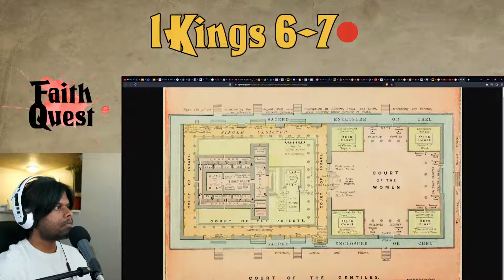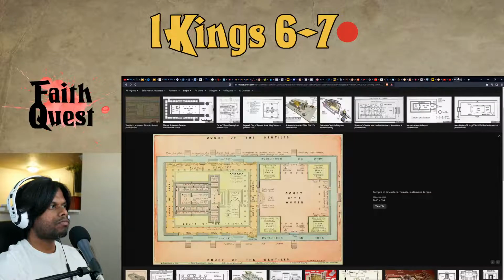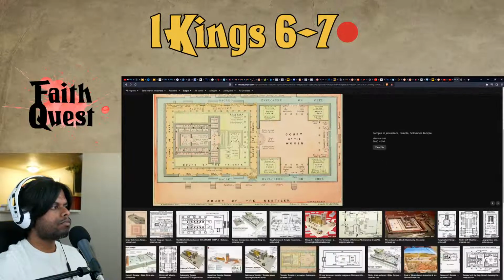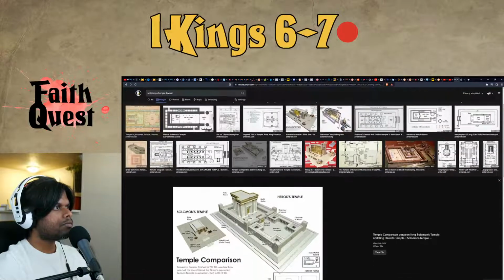All was cedar. There was no stone to be seen. And he prepared the inner sanctuary inside the temple to set the ark of the covenant of the Lord there. The inner sanctuary was 20 cubits long, 20 cubits wide, and 20 cubits high. He overlaid it with pure gold, and overlaid the altar of cedar. So Solomon overlaid the inside of the temple with pure gold.